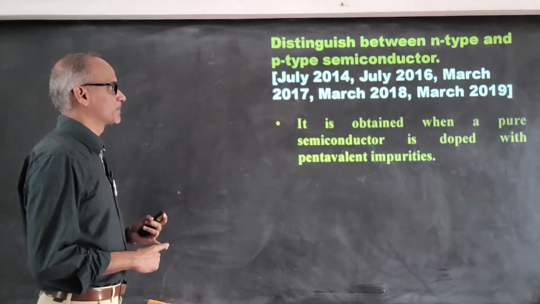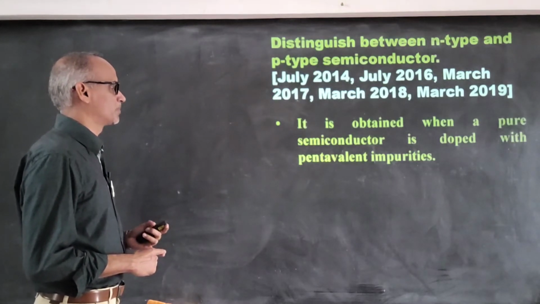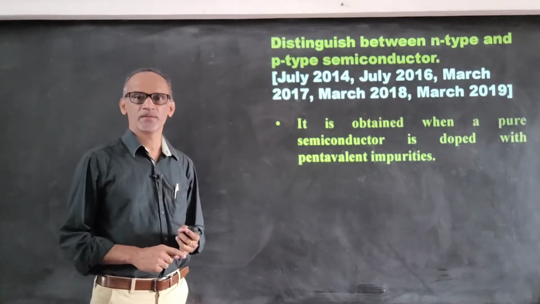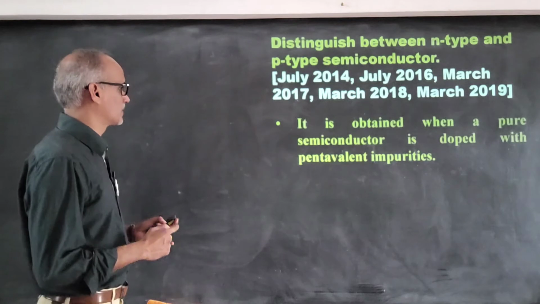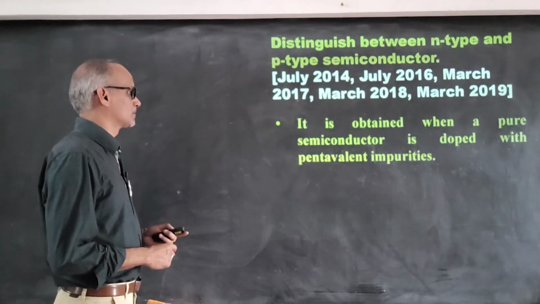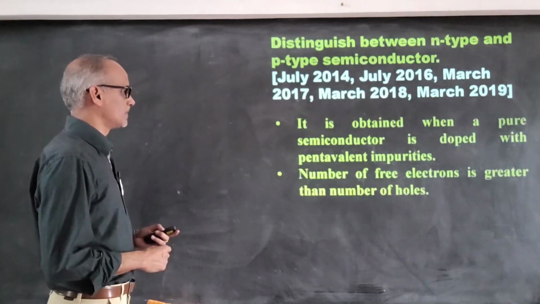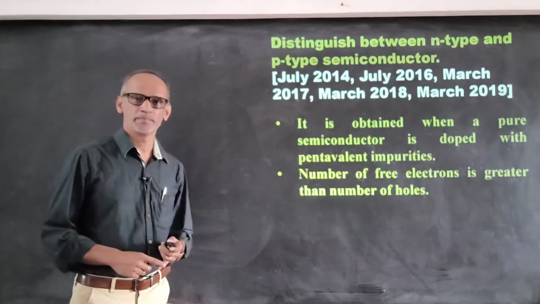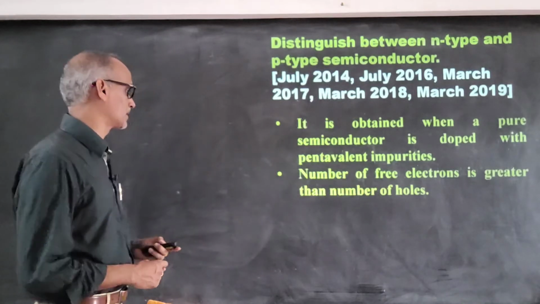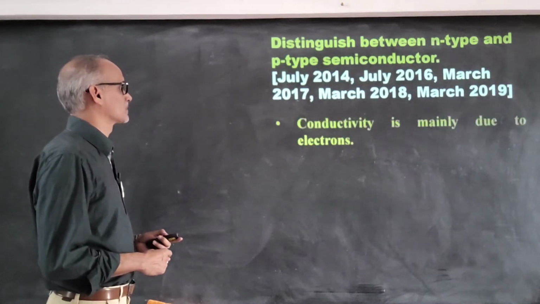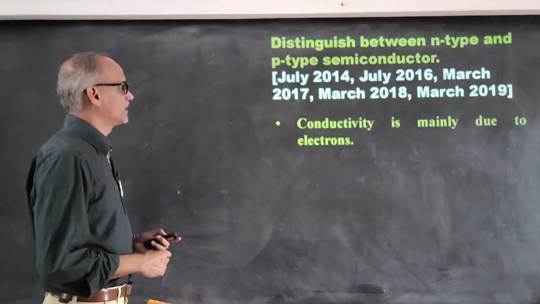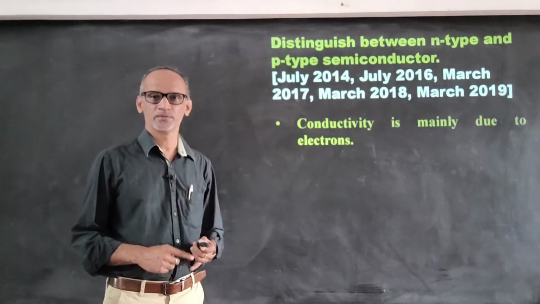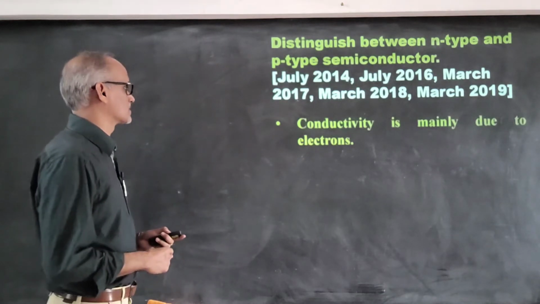N-type semiconductor is obtained when a pure semiconductor is doped with pentavalent impurities, whereas p-type semiconductor is obtained by doping a pure semiconductor with trivalent impurities. In n-type, the number of free electrons is greater than the number of holes. In p-type, the number of holes is greater than the number of electrons. In n-type, conductivity is mainly due to electrons. In a p-type semiconductor, the conductivity is mainly due to the holes.